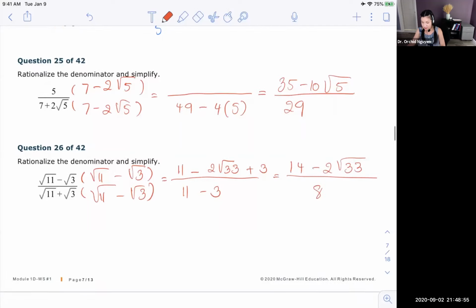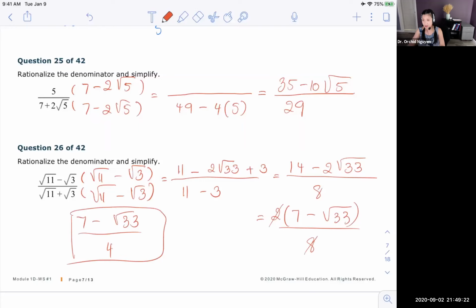Now, you can see that 14, 2, and 8 share a common factor. So make sure you simplify it. I'm going to factor out the 2. So I end up with 7 minus square root of 33 over 8, and I can simplify these two. So what we have is 7 minus square root of 33 over 4. And that's the final answer.